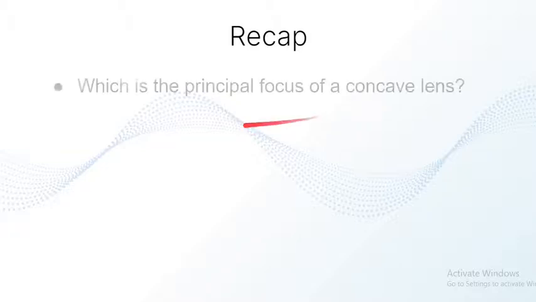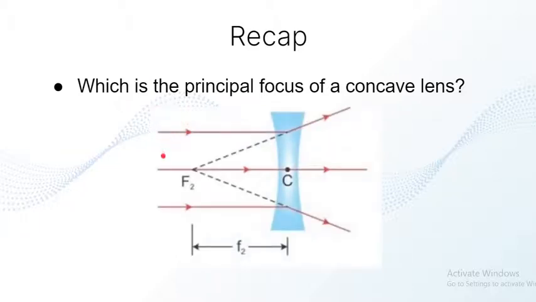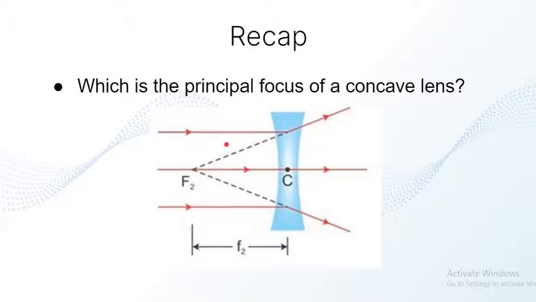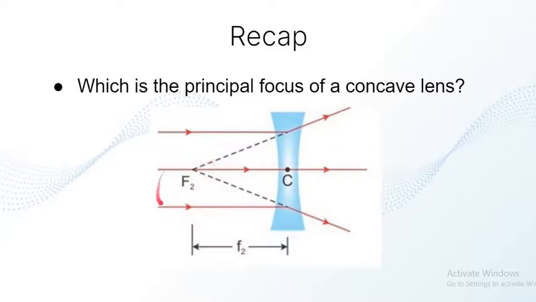Which is the principal focus of a concave lens? The principal focus of a concave lens is a point on the principal axis from which rays parallel to the principal axis appear to diverge. This point is known as the principal focus of a concave lens.